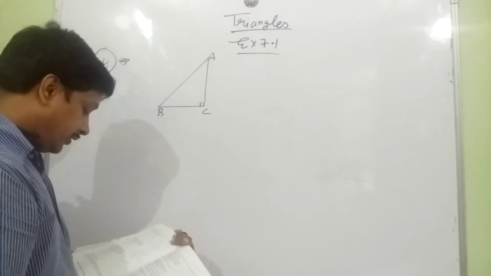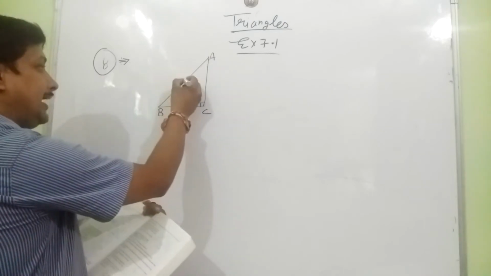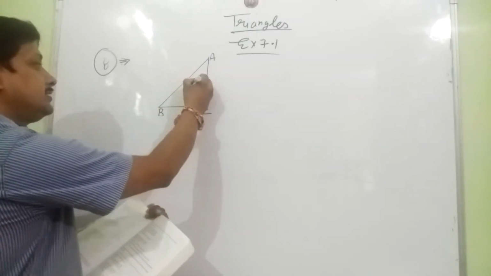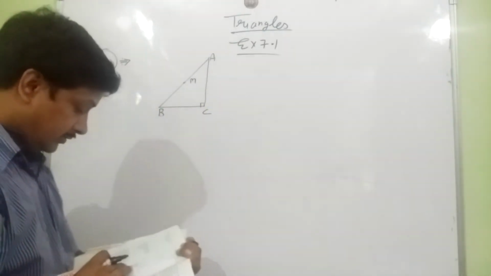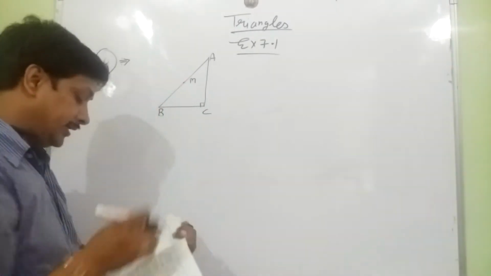M is the midpoint of hypotenuse AB. Hypotenuse is this side and M is its midpoint. If it is the midpoint, then obviously AM will be equal to BM.